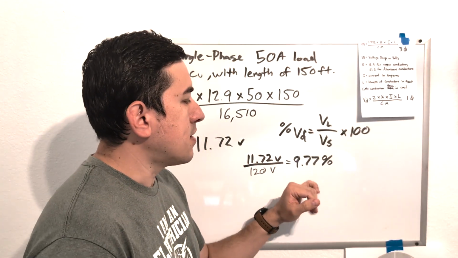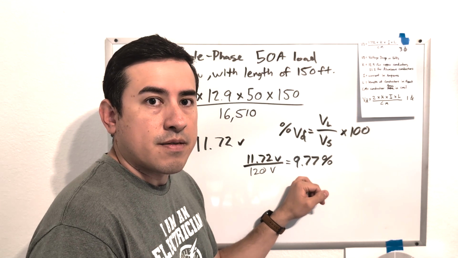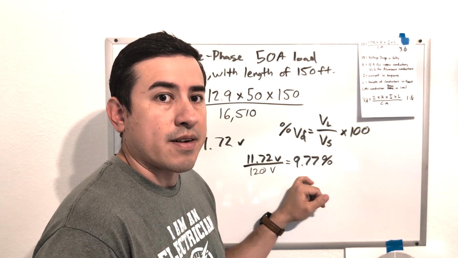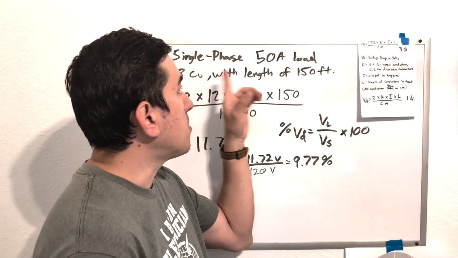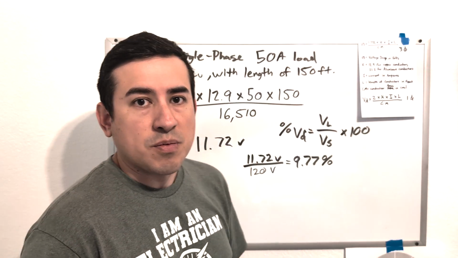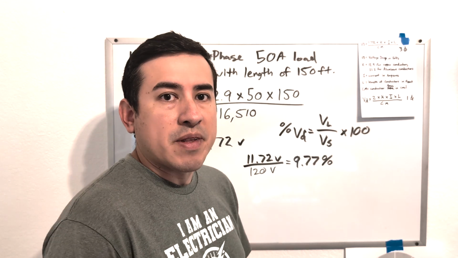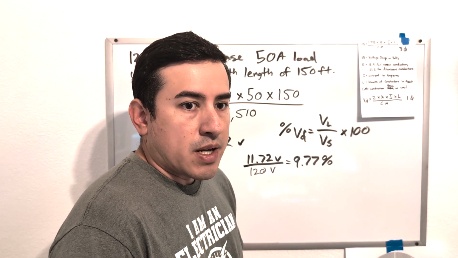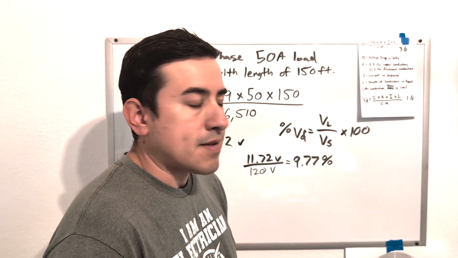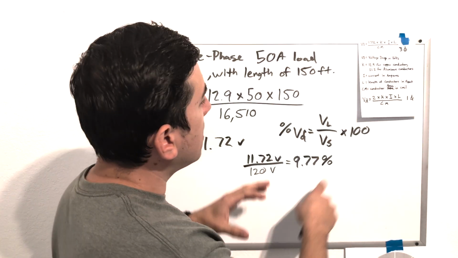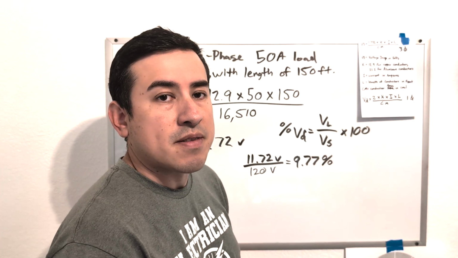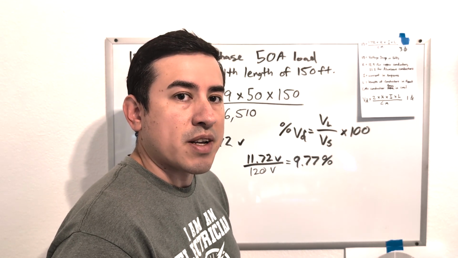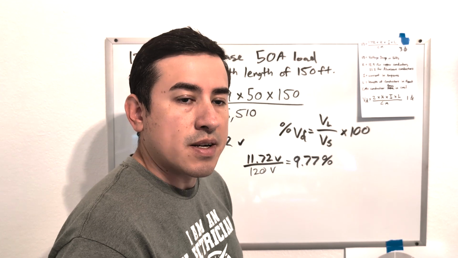So as we can see, this exceeds the 3% for the branch circuit that's allowed. So that means this number 8 conductor is too small, and we'll have to go up in size to make this compliant. We can also use this same question, but instead of doing a single phase, let's go ahead and do a 3-phase branch circuit to see what the result is there.